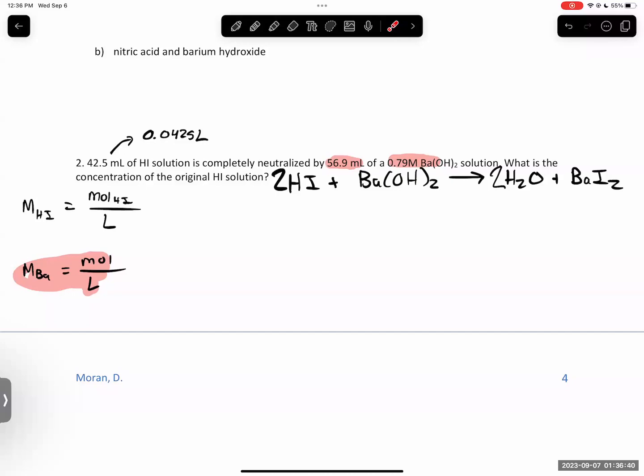So they gave us enough information. They're asking for the molarity of the original HI solution. They gave us the volume of that solution, so all we need to find is the moles of HI. They didn't give us grams or anything to calculate the moles of HI. So the only way to get to moles of HI is utilizing the other information from the problem, which gives us the ability to calculate moles of barium hydroxide. And if we know the moles of barium hydroxide, using the balanced chemical equation and the mole-mole ratios in it, we can get from moles of barium hydroxide to moles of hydroiodic acid.